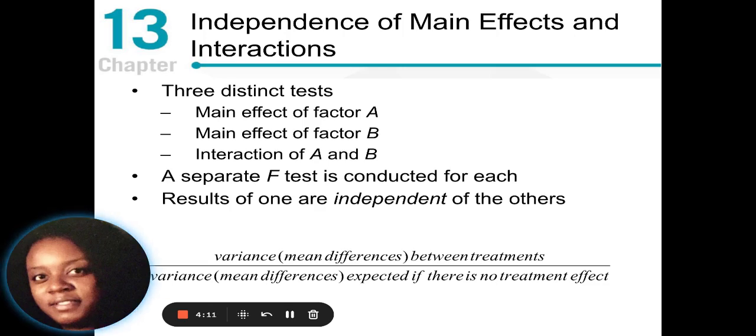The independence of main effects and interactions indicate that there are three distinct tests that are being used: the main effect of A, the main effect of B, and the interaction of A and B. And a separate F test is conducted for each, and the results of one are independent of the others, as indicated by the formula listed at the bottom.